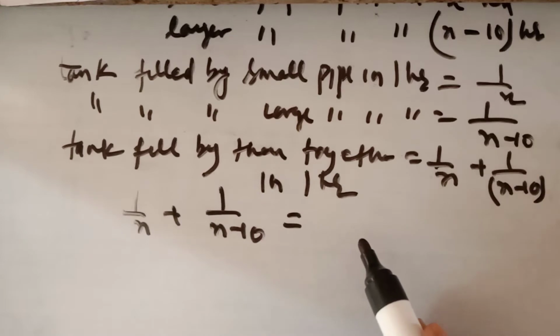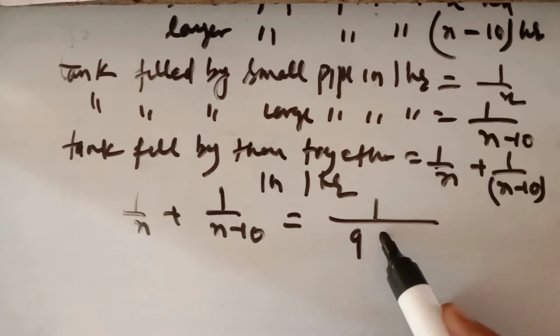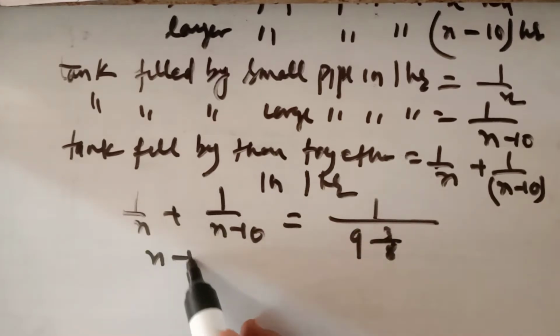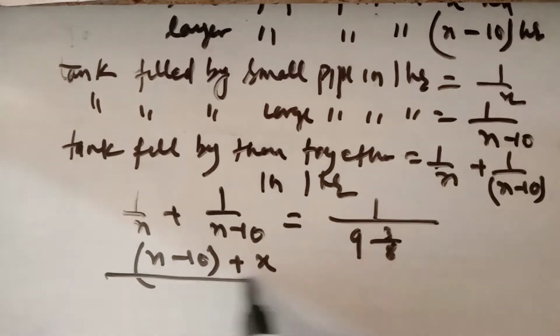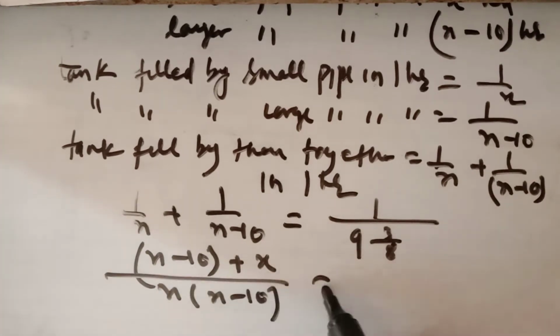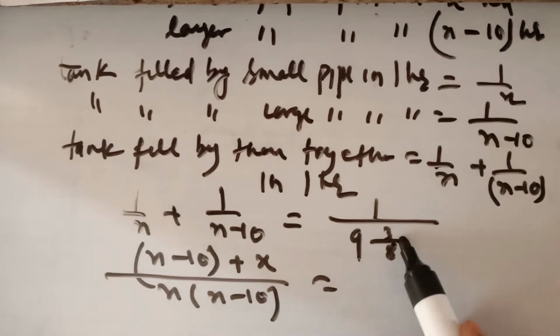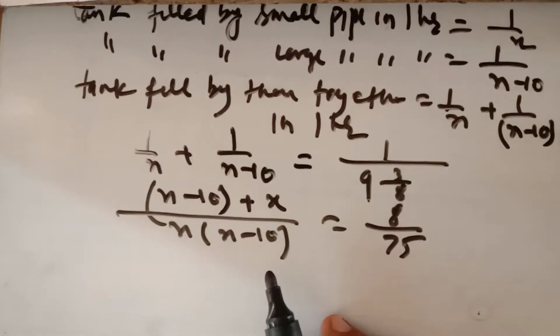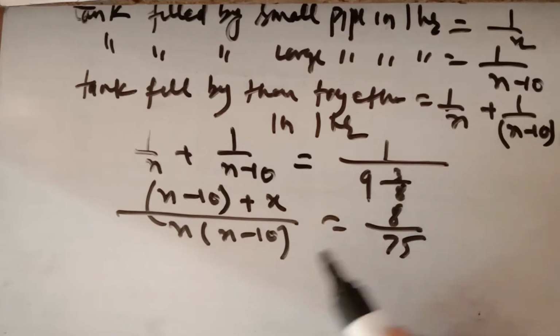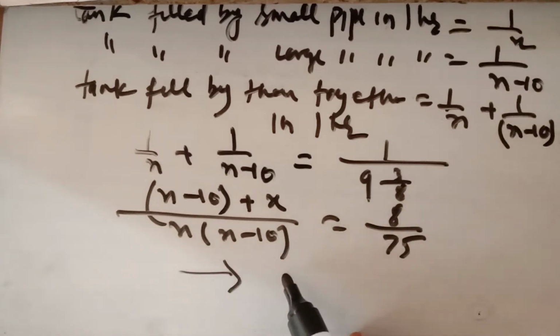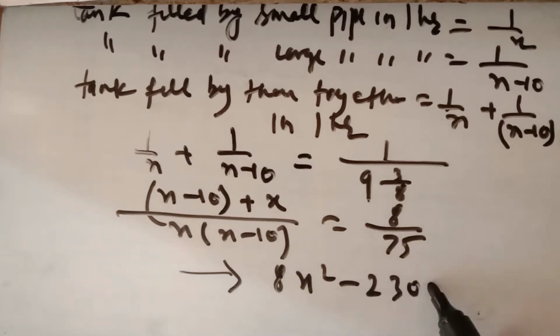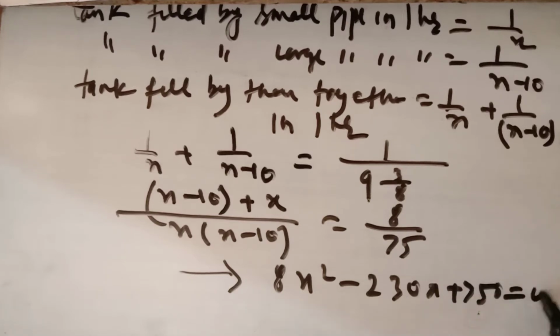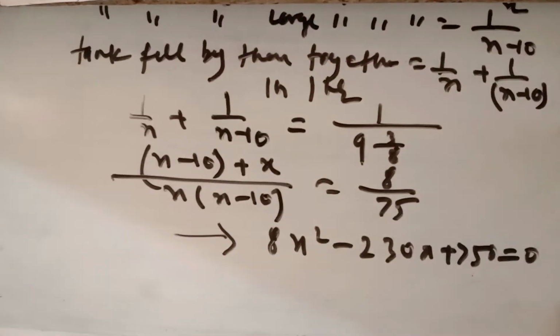This is given as equal to 1/(9 3/8). So it will be (x minus 10 plus x) upon x into (x minus 10) is equal to 8/75. Take the reciprocal by converting into the improper fraction, 75/8. Cross multiply and you will get the equation 8x square minus 230x plus 750 equal to 0. So this is the equation you are getting.